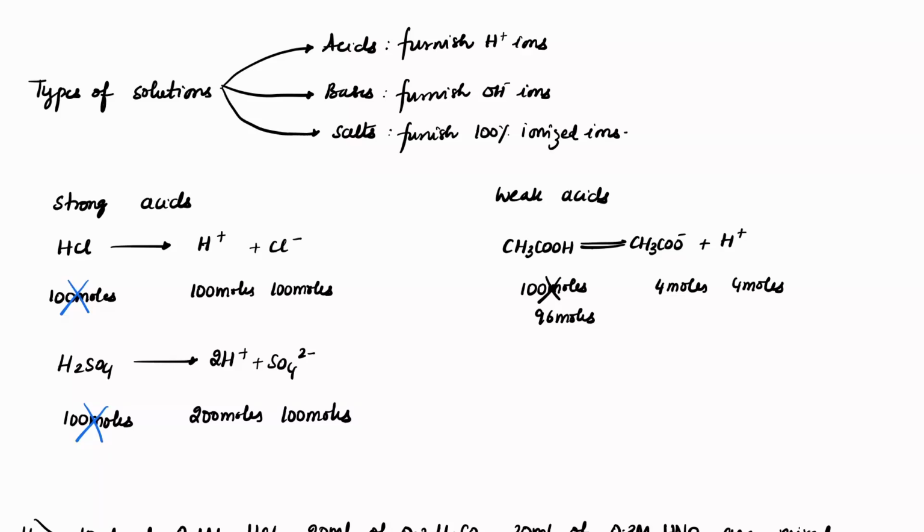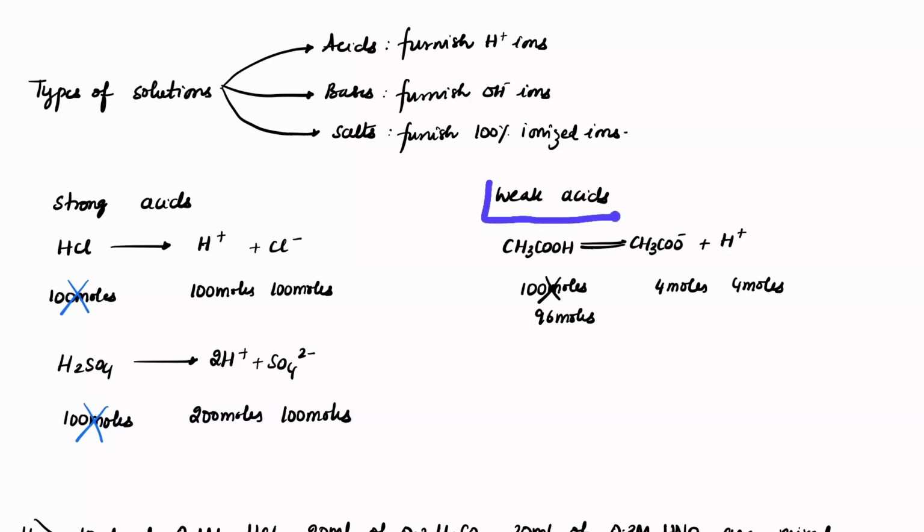For instance, if I take HCl, I assume that all of the acid will completely ionize into H plus and Cl minus, or respective ions. For example, if I take 100 moles, you'll get 100 moles of H plus and 100 moles of Cl minus. While H2SO4, if I take 100 moles, I'll get 200 moles of H plus and 100 moles of SO4 2 minus. So ions would be present in the equal amount.